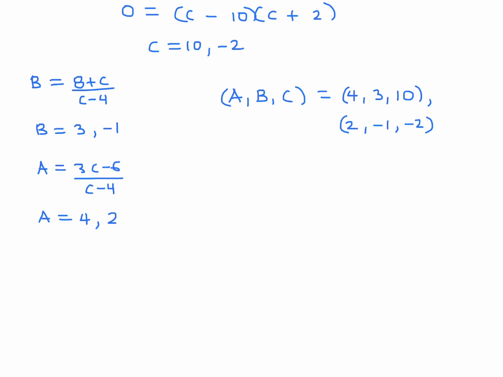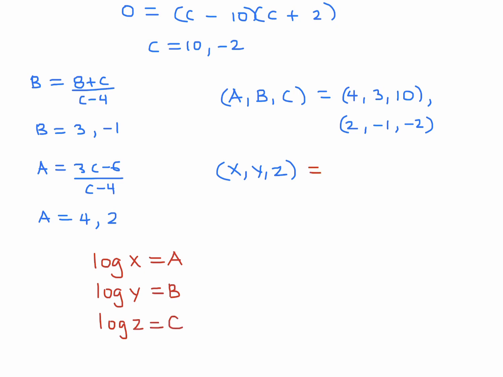But remember, we need x, y, z. The question is so long, you might have even forgotten what the substitutions were. I'll remind you, the substitutions were that the log of x was a, the log of y was b, and the log of z was c. So using those substitutions, we can easily get the values for x, y, and z, using these for a, b, and c, are 10 to the power of 4, 10 to the power of 3, 10 to the power of 10.